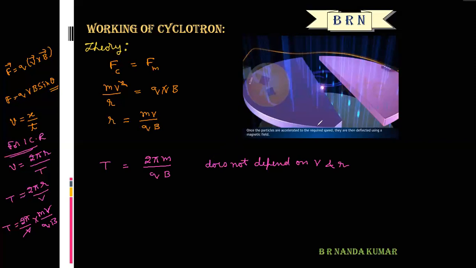So the time taken by the charged particle to complete one rotation in a very small circle and in a very large circle, both are the same. Why? Because the time period does not depend on the speed and the radius. And even the frequency of the charged particle is qB divided by 2 pi m. Actually, this is called the cyclotron frequency. So this frequency should be equal to the applied frequency of the AC oscillator. So the cyclotron frequency should be equal to the frequency of the RF oscillator.